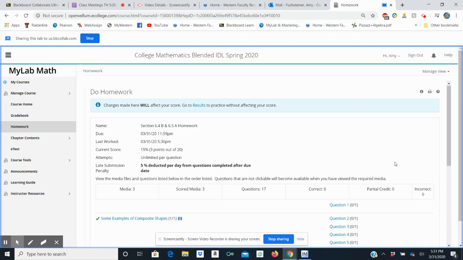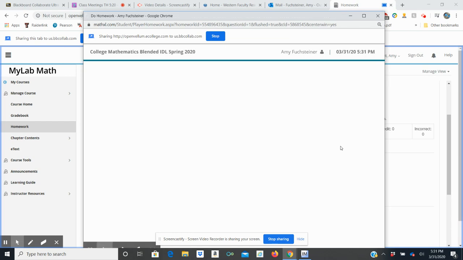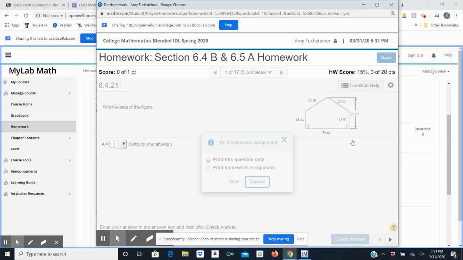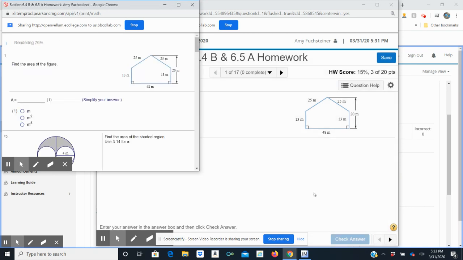Okay, cool. Now, to print this particular assignment, you need to open a question, any question. Click on the question help and print. Can you see this? It gives you the option to print the question only or the homework assignment. Print the entire assignment. That should have opened a new page again.